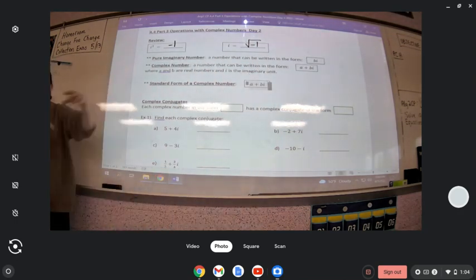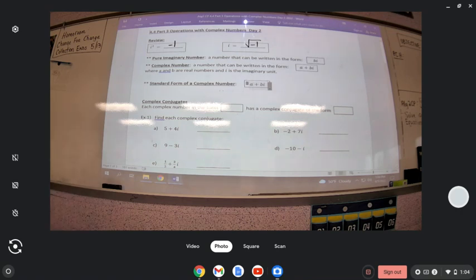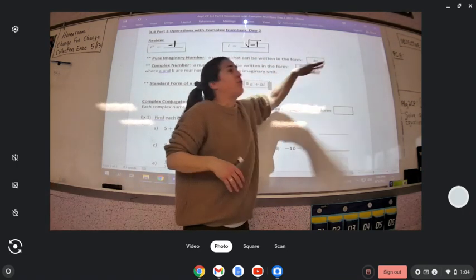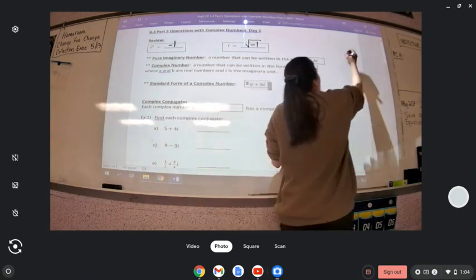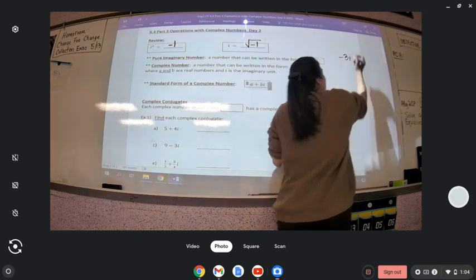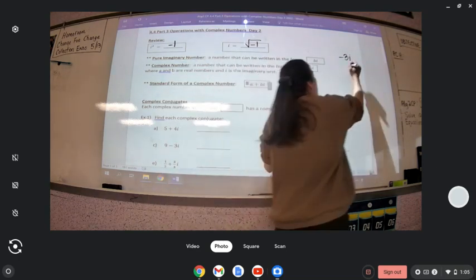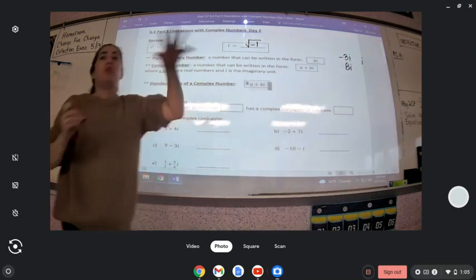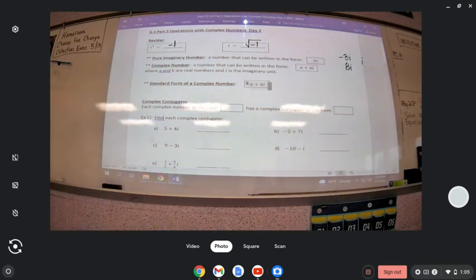Yesterday we got introduced to basically two kinds of complex numbers or imaginary numbers. There are pure imaginary numbers, and those are numbers that can be written in the form bi. So if you had negative 3i, that's entirely imaginary. If you had positive 8i or i by himself, those are pure imaginary numbers. They don't have a real number part to go with it.